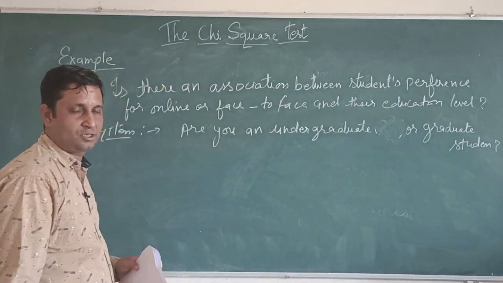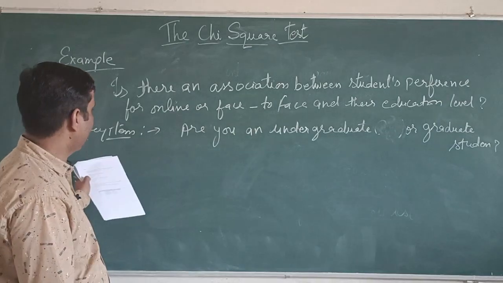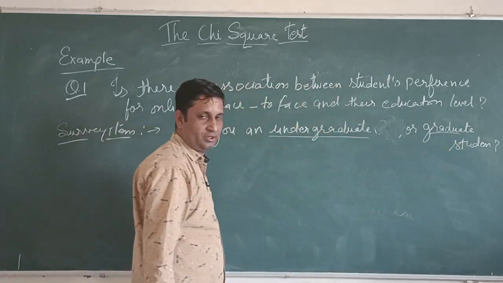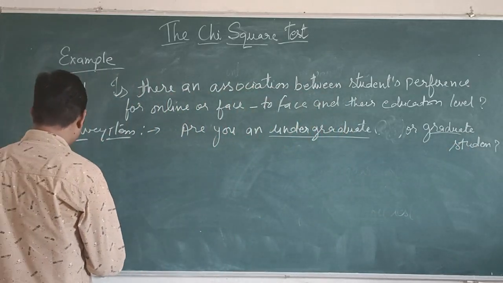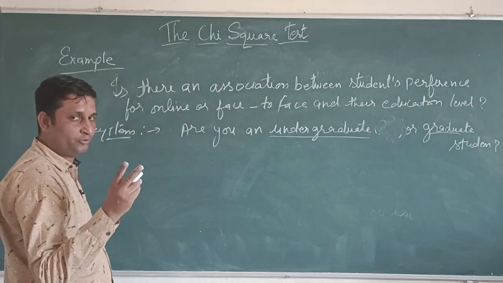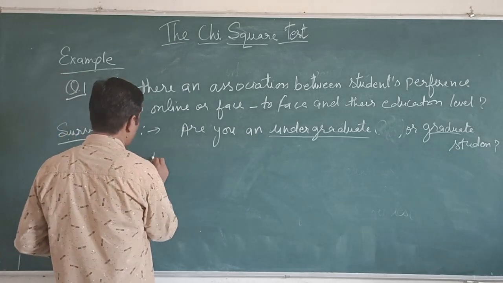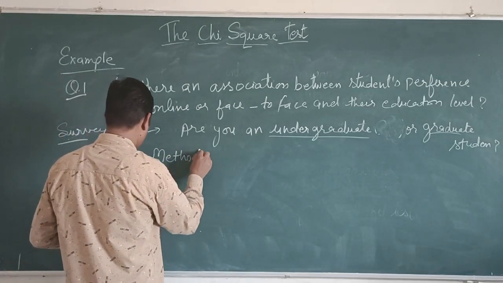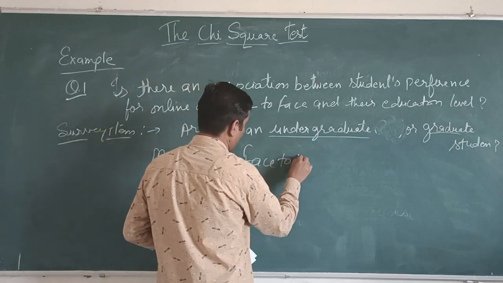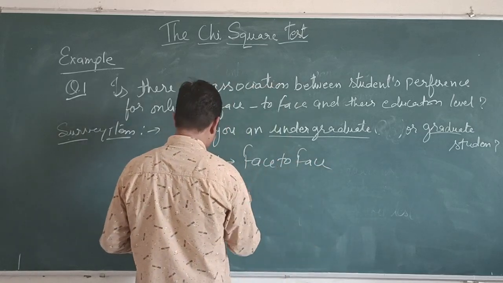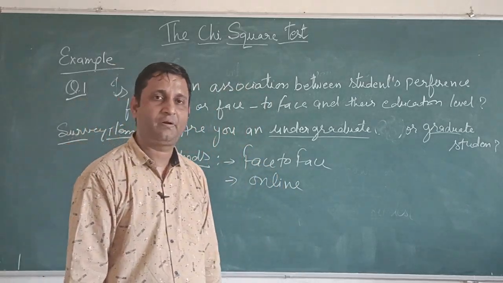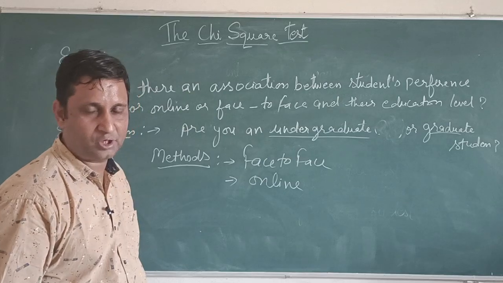First, we will set our survey, in which field we will do it. For example, here we will do it in two ways, for the undergraduate and the graduate students. In it, we will use two types of methods. First one is face to face, and second one is online. We can collect our data from an online survey, and we will also collect our data face to face from the candidate.